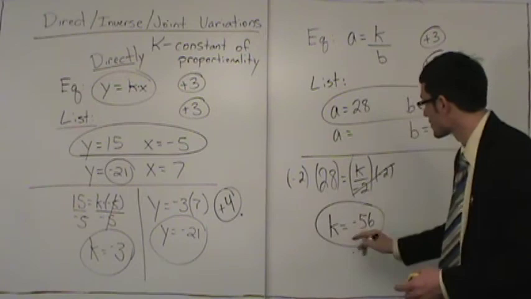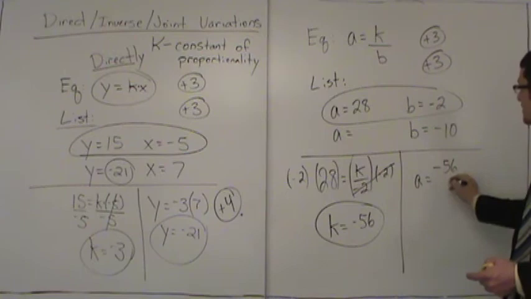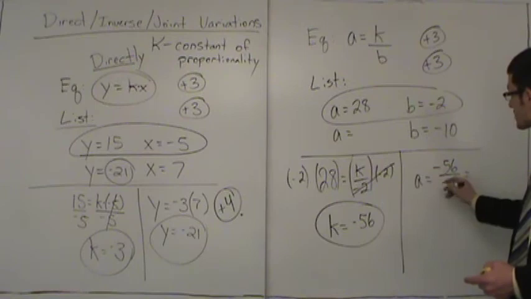Okay, now once we have K, we're going to use K and B to find A. So throw these back in. So we end up with A equals, K is negative 56, negative 56 over B, which is negative 10. And what happens when we have two negatives? The two negatives cancel and become what? Positive. Okay, so we have 56 over 10.